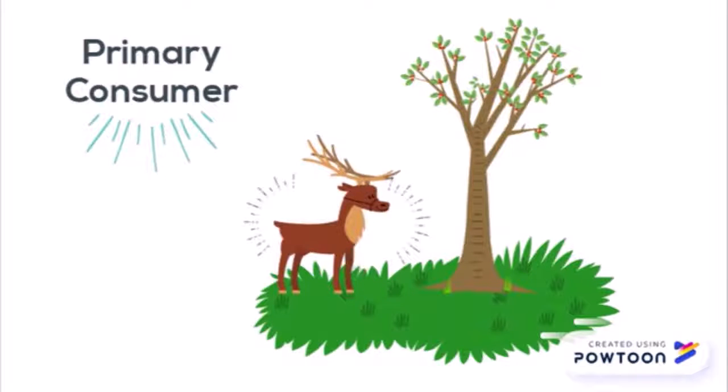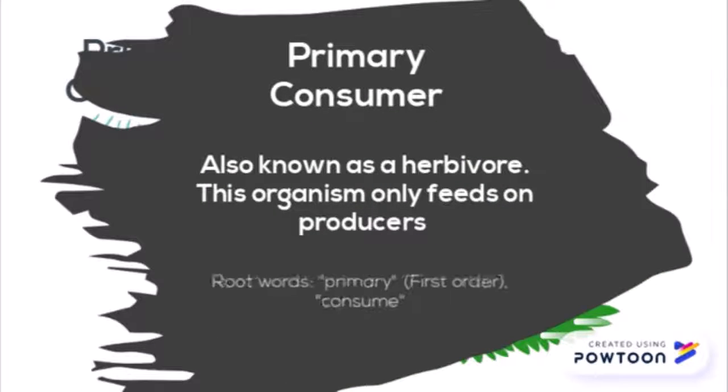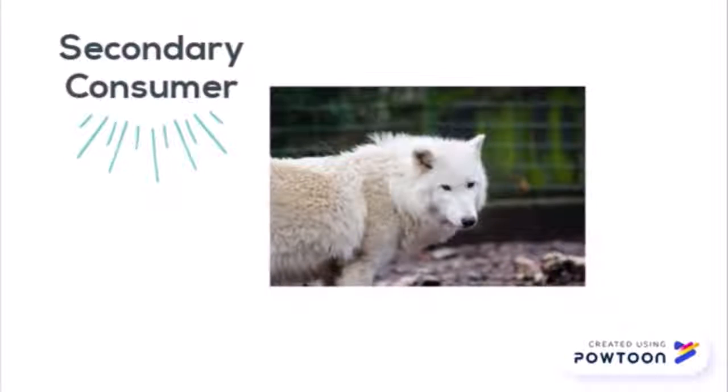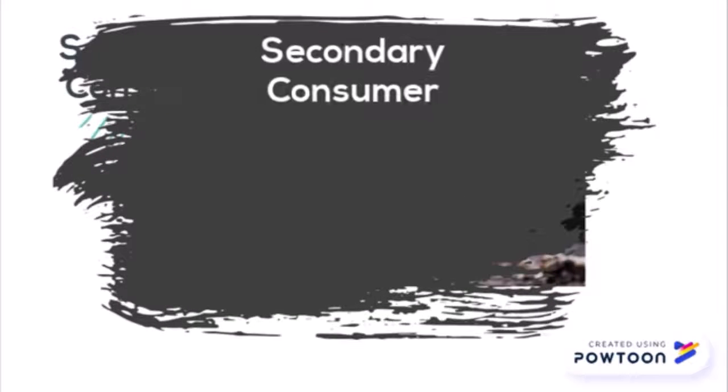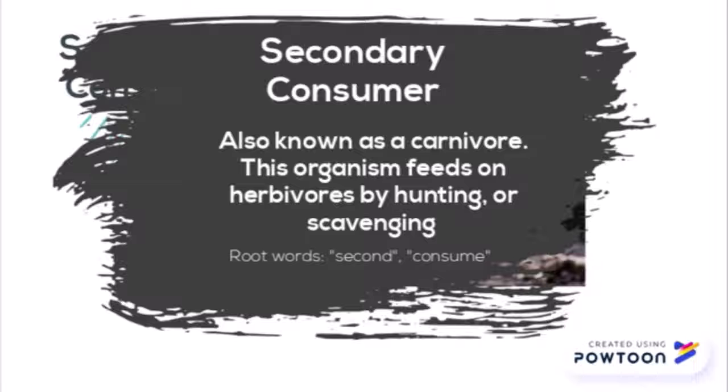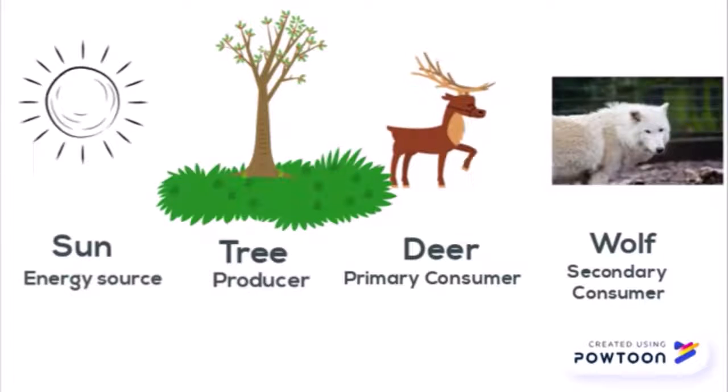A deer here is a good example of a primary consumer, which is also known as a herbivore, since it only eats plants. Next is a secondary consumer. This is an example of a wolf. A wolf is a carnivore, which means that these organisms only feed on meat. Next is a tertiary consumer. These are organisms at the top of the food chain and eat meat or plants.